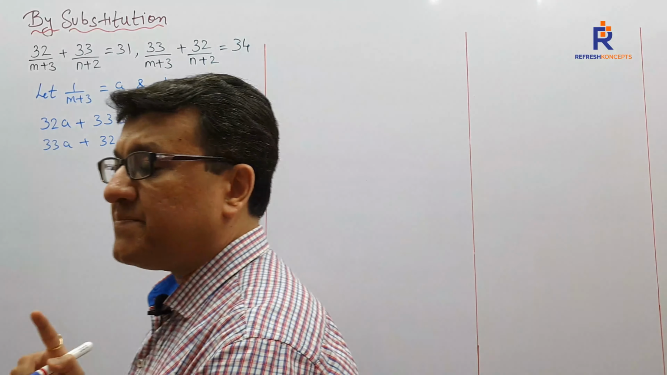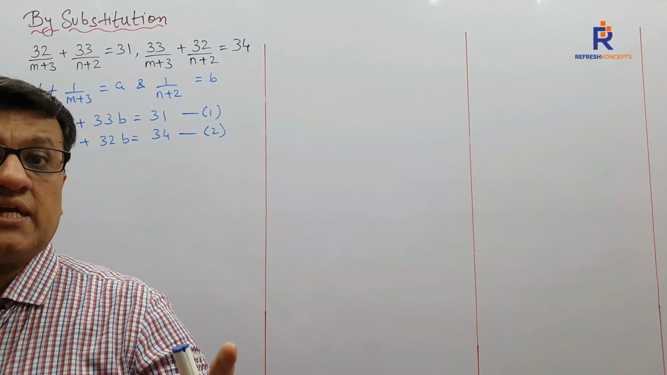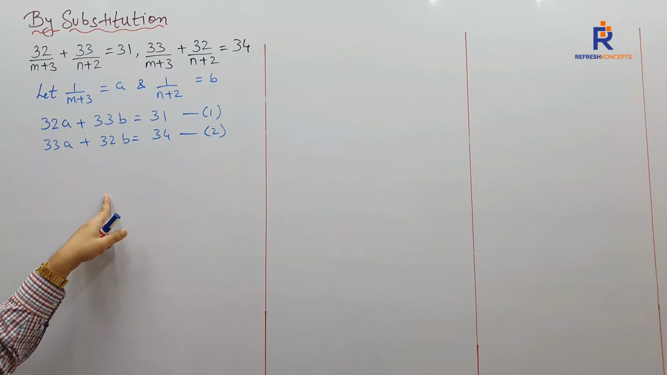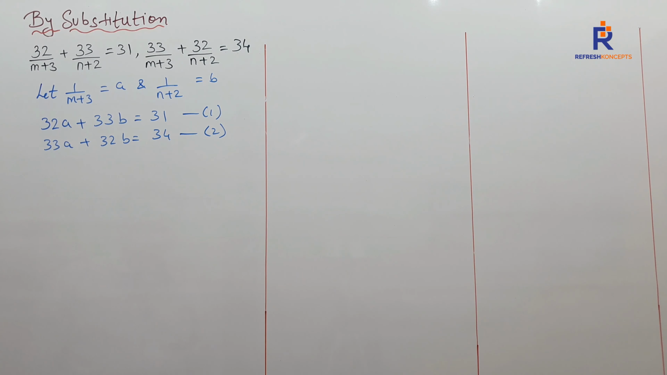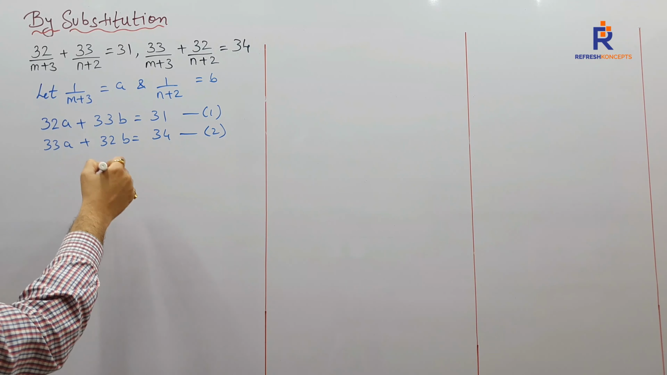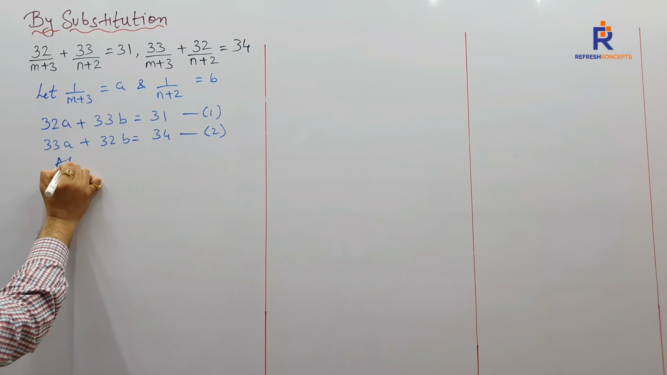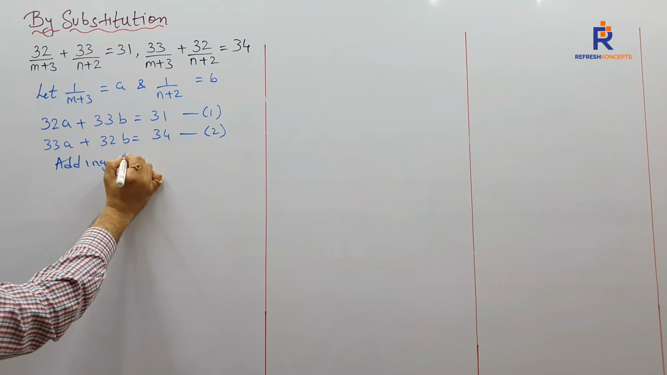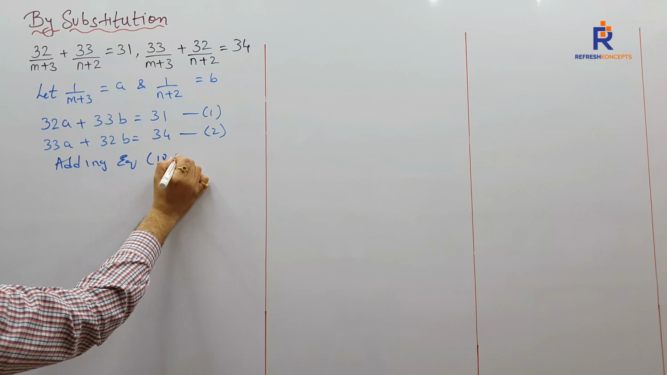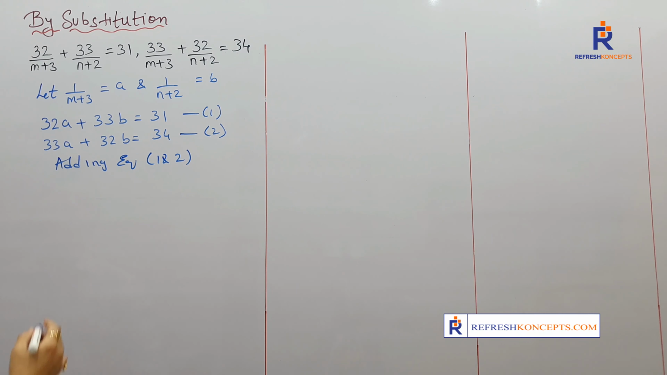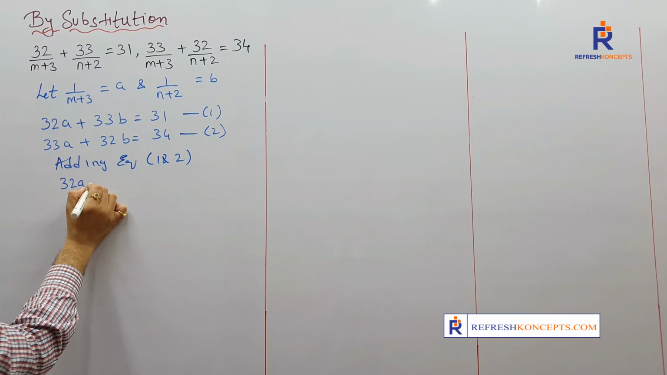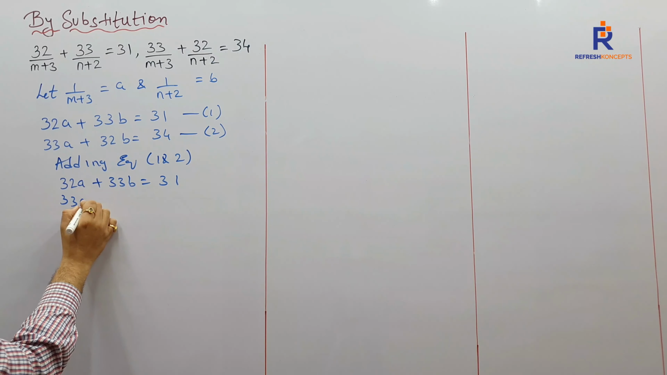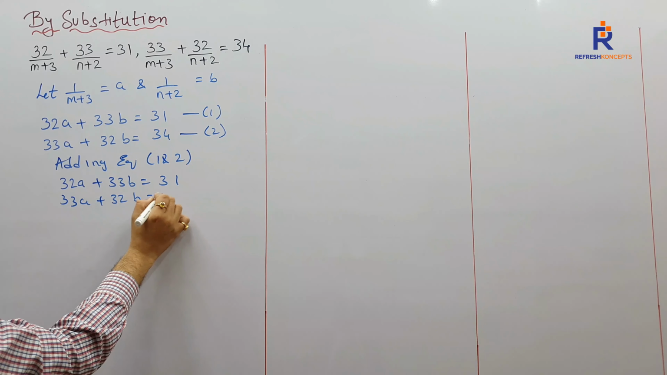Either you take this as an add, subtract, add sum, or, as I have shown you, though the sum appears to be add, subtract, add, you can go without that also. We are taking add, subtract, add. Adding equations 1 and 2: 32a plus 33b is equal to 31, 33a plus 32b is 34.